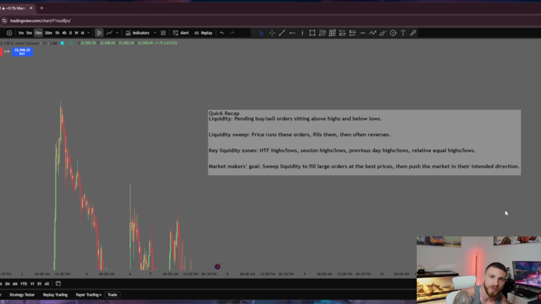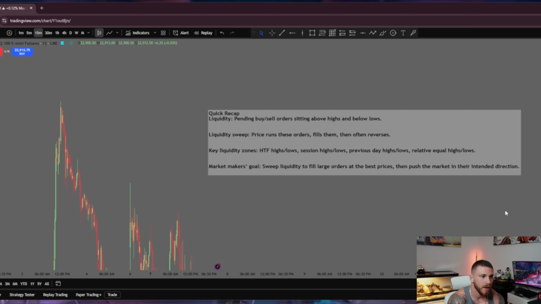So who's filling those orders? The market makers, the people with the big money. They're moving the market in the direction they want to move it in. They're going to stop all those people out, fill those orders, fill their orders in so they could fill in a huge amount of them, and then continue the direction, hopefully in the opposite direction, right? Key liquidity zones: high time frame highs and lows, session highs and lows, previous day highs and lows, and relative equal highs and lows.